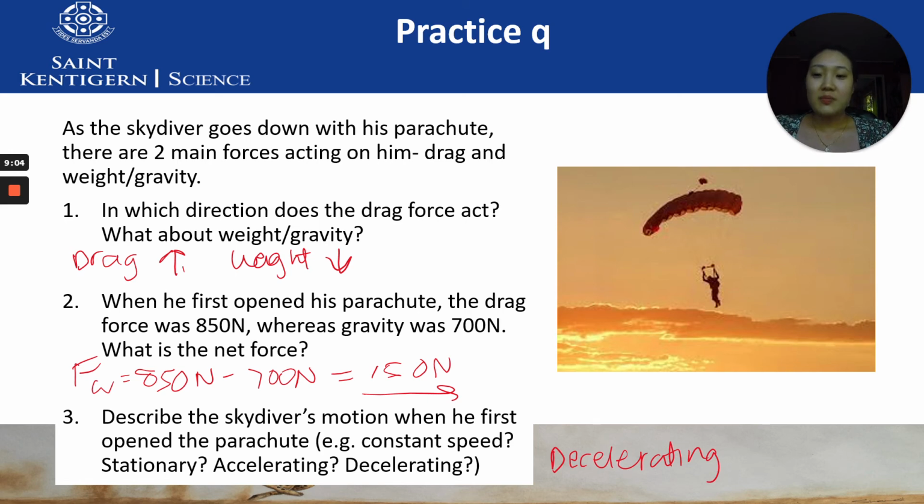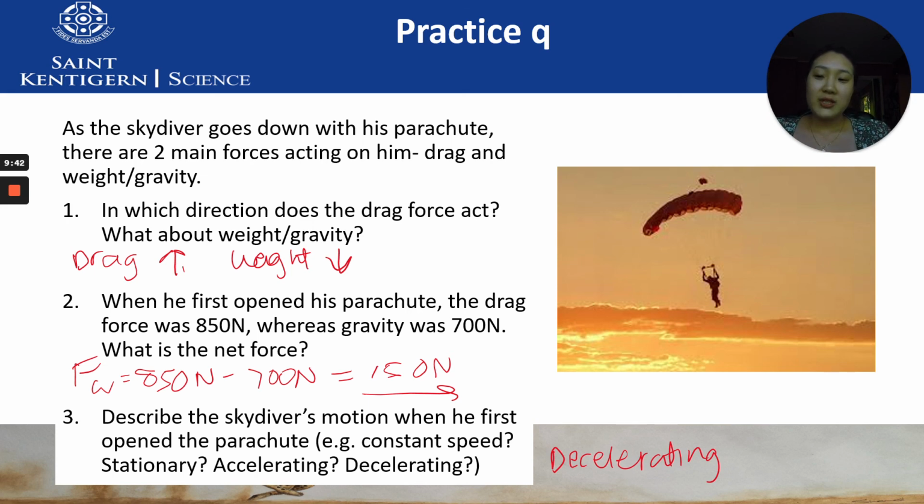Question 2. When he first opened his parachute, the drag force was 850 newtons, whereas gravity was 700 newtons. What is the net force? I have made a mistake. It's not Fw, that's weight force. It's Fn. We can calculate it by big force minus smaller force, so we have 850 newtons minus 700 newtons, and that gives us 150 newtons as our net force.